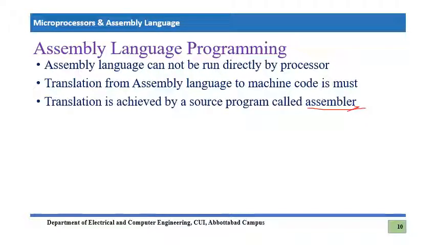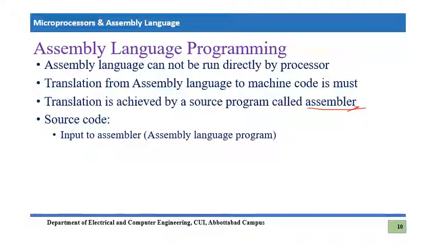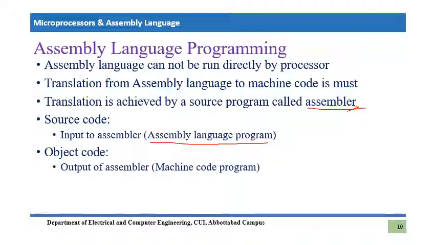There are two terms we are going to learn. One is called source code. Source code is nothing but a simple program that we write in assembly language, and that will be the input to the assembler. The other is object code. In response to this input, the assembler generates an output in the form of machine code, and the output of the assembler is normally known as object code.